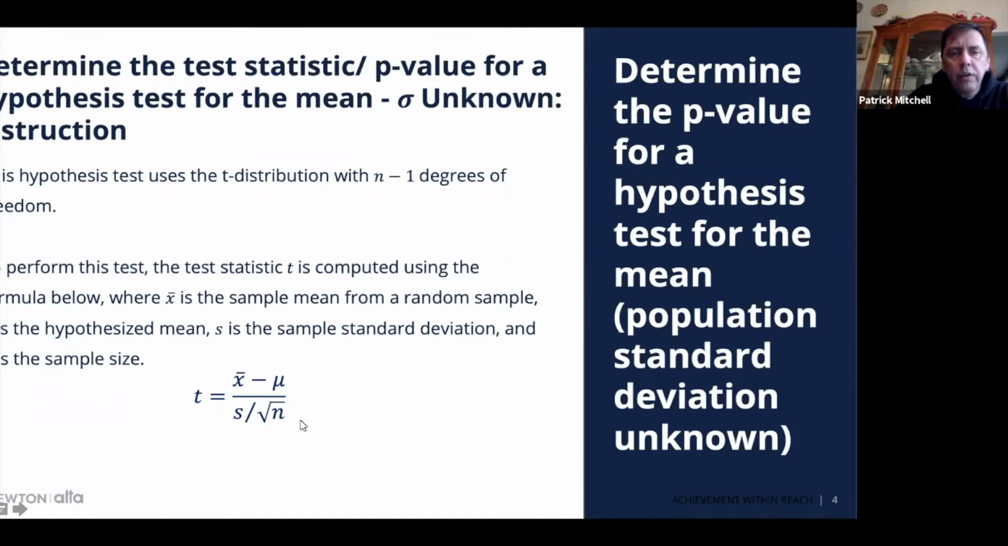So this looks very similar to the formula that we used when the population standard deviation was known. The difference is that we're using S in place of sigma, and this test statistic follows the t-distribution instead of the z-distribution.